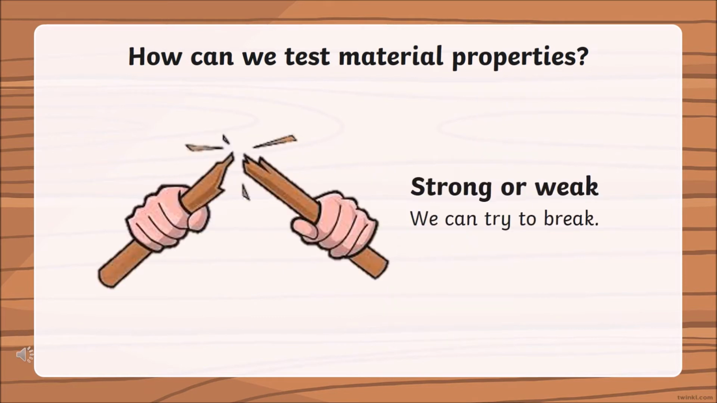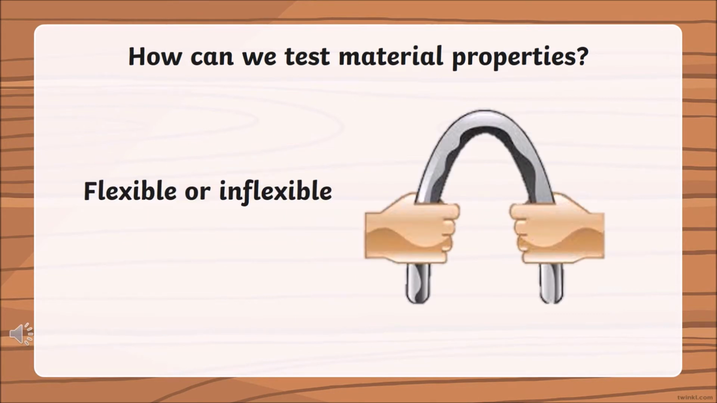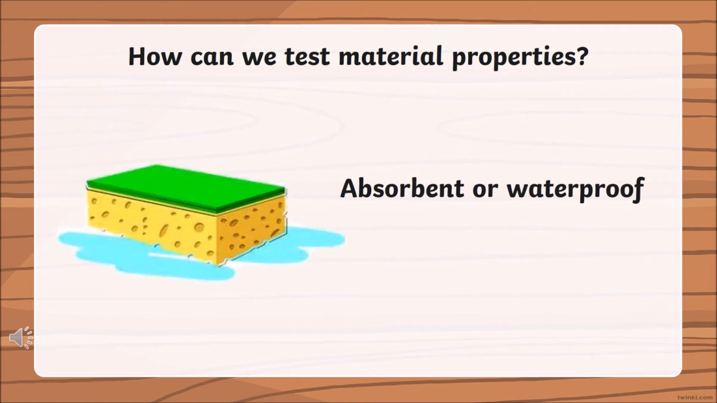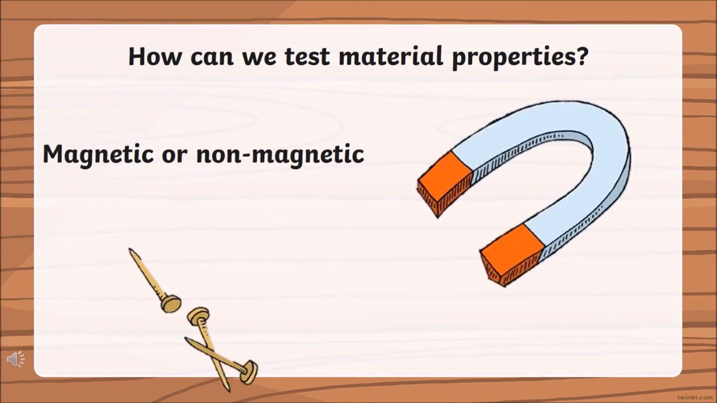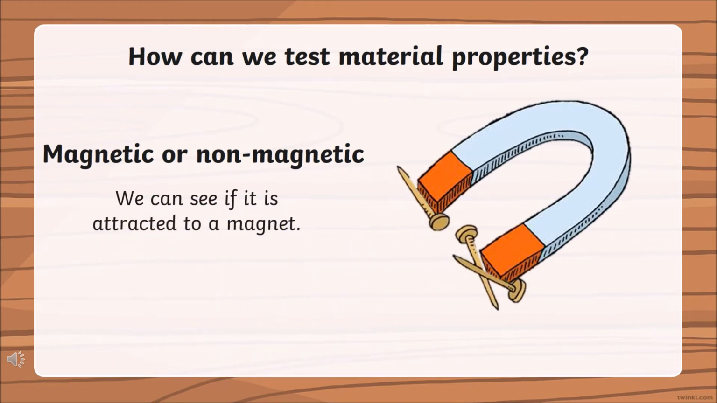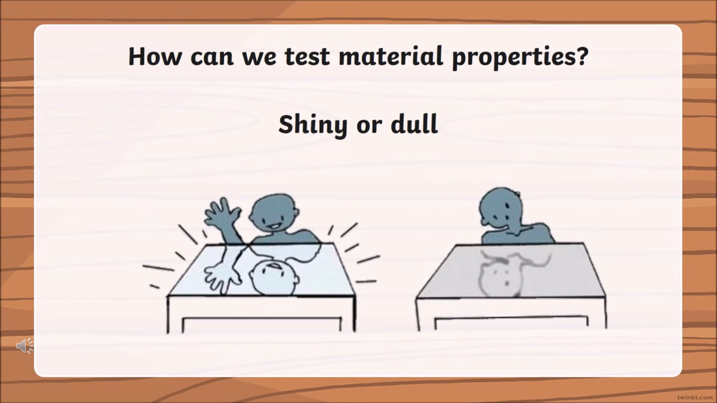To test if something is strong or weak, we can try to break it. And to test if something is flexible or inflexible, we can try to bend it. To see if something is absorbent or waterproof, we can observe if it takes in water or if it doesn't take in water at all. To test if something is magnetic or non-magnetic, this is my favorite one. We can see if it's attracted to a magnet. And finally, how can we test if a material is shiny or dull? We can observe if light reflects off it.